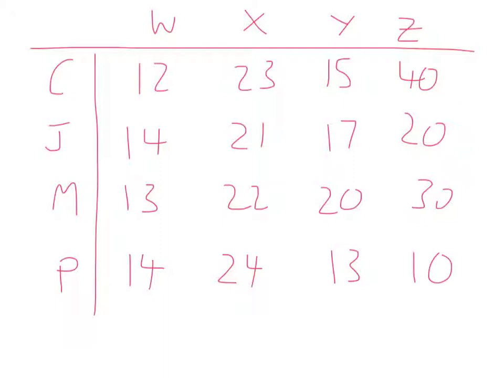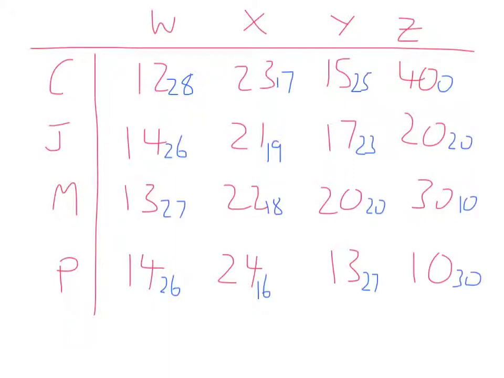Instead of maximising the numbers, what we do is we pretend that everyone's paid 40 quid, and we look at how much change we'd give them. So this person, if they paid 40 quid and they're giving us 12, then we'd give them 28 change. This person would give 17 change from 40. This one 25 change, and so on.